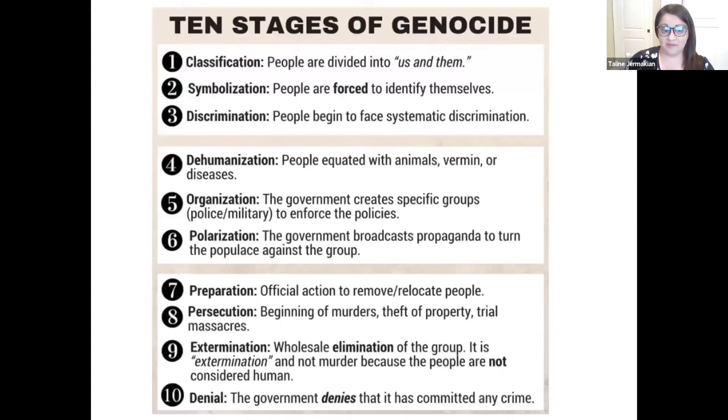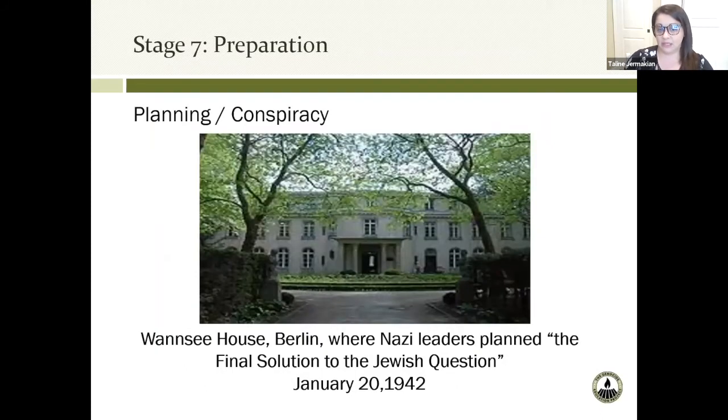And then we have the final bulk of the genocide, the 10 stages of genocide: preparation, planning. Here we have the house in Berlin where Nazi leaders planned the final solution to the Jewish question in 1942. What are we going to do? Well, we've dehumanized them, we've polarized them, there's animosity, they've been moved to the ghettos. Now what? Now what do we do? Well, this is when the concentration camp and the movement into those forced labor camps started.